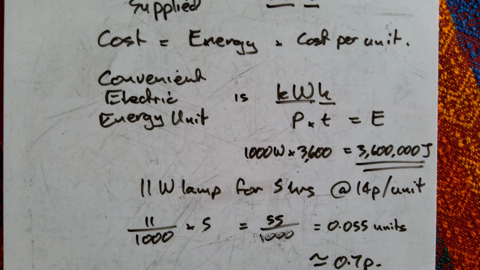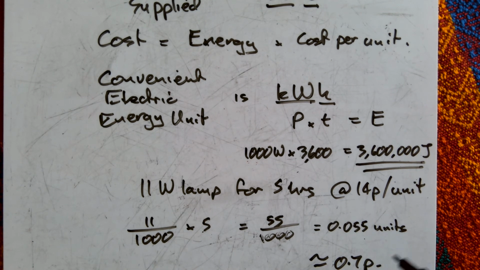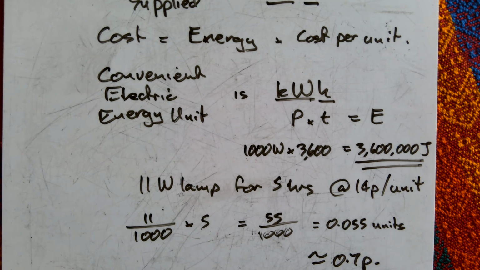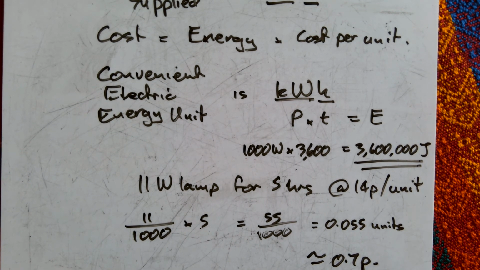So to run an 11 watt bulb for 5 hours, it's going to cost you just over half a pence. If you are looking at an old bulb, a 60 watt bulb, that's 5 times bigger. A 60 watt bulb, same brightness, is going to cost you 3.5 pence. So it's going to cost you a lot more. Now, it might not seem much, but that's in one evening, and that's just one bulb.